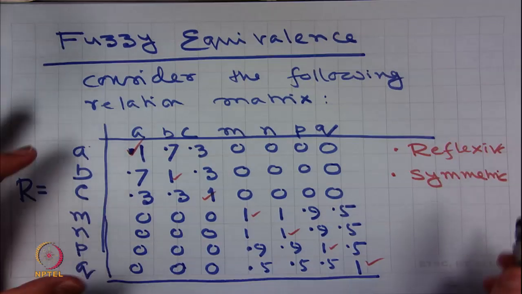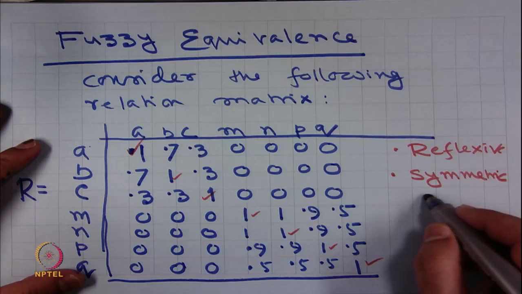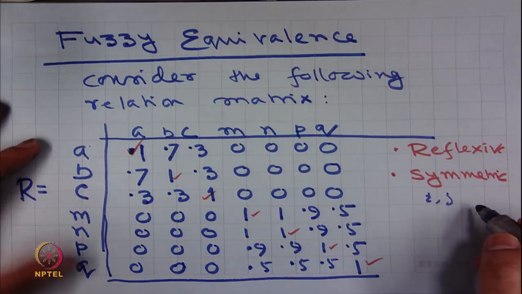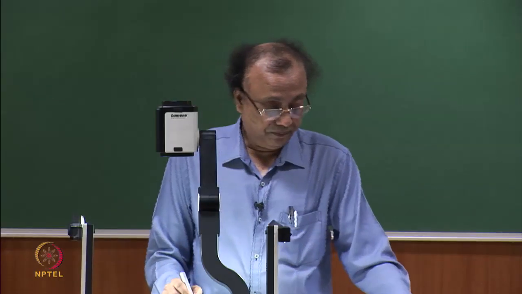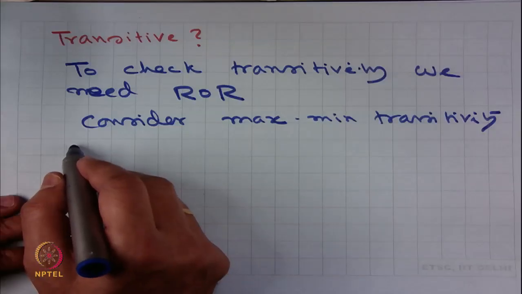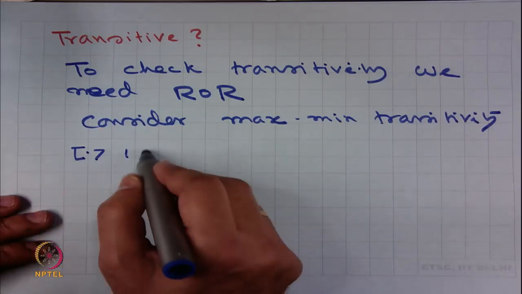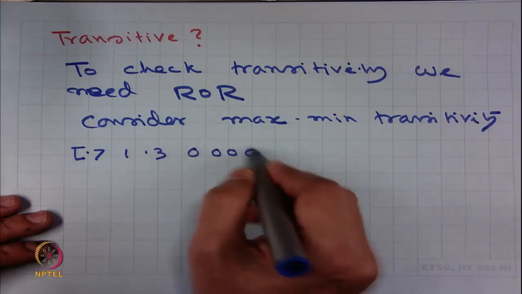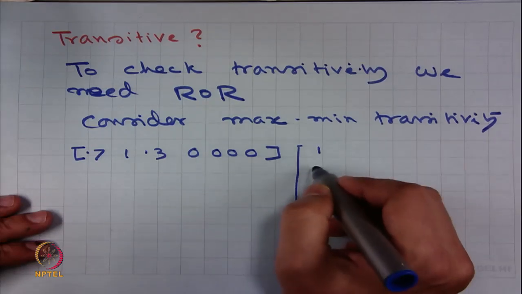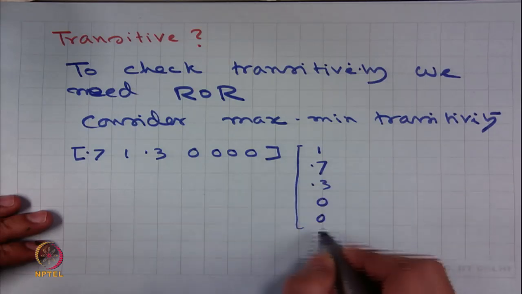Let us consider any arbitrary element, say ij, and if we compose, what we shall get. So, let us look at, say, the second row, first column element. The second row is 0.7, 1, 0.3, 0, 0, 0, 0 and the first column is 1, 0.7, 0.3, then 0, 0, 0, 0.